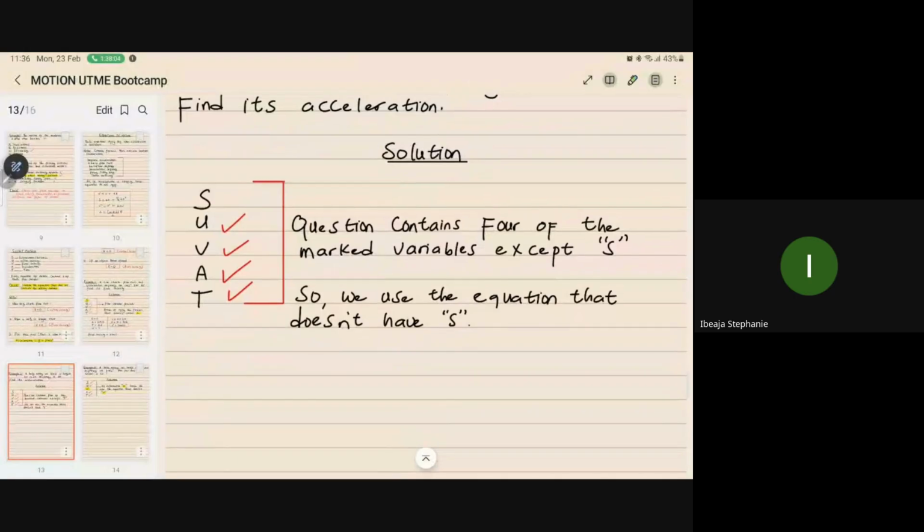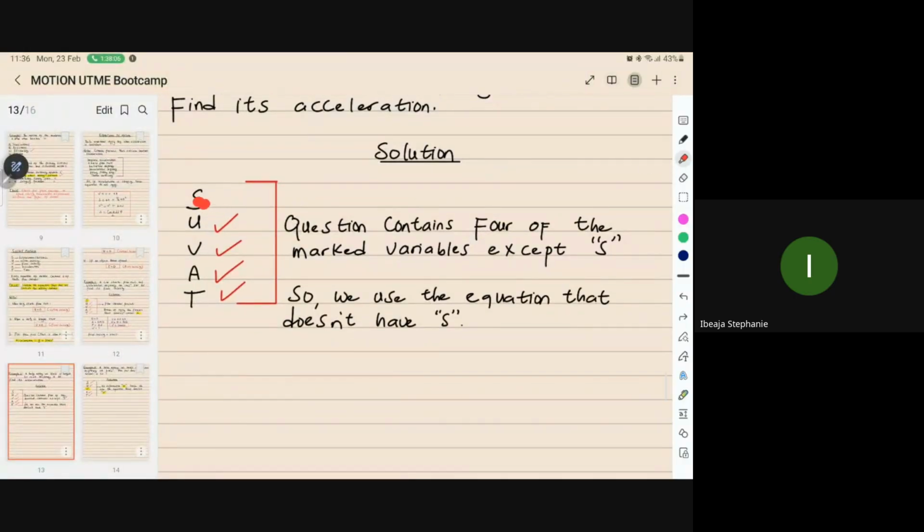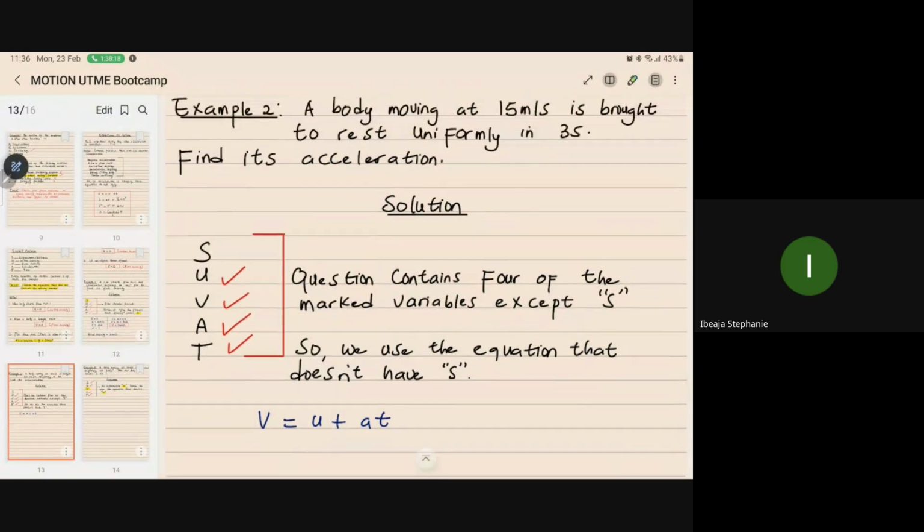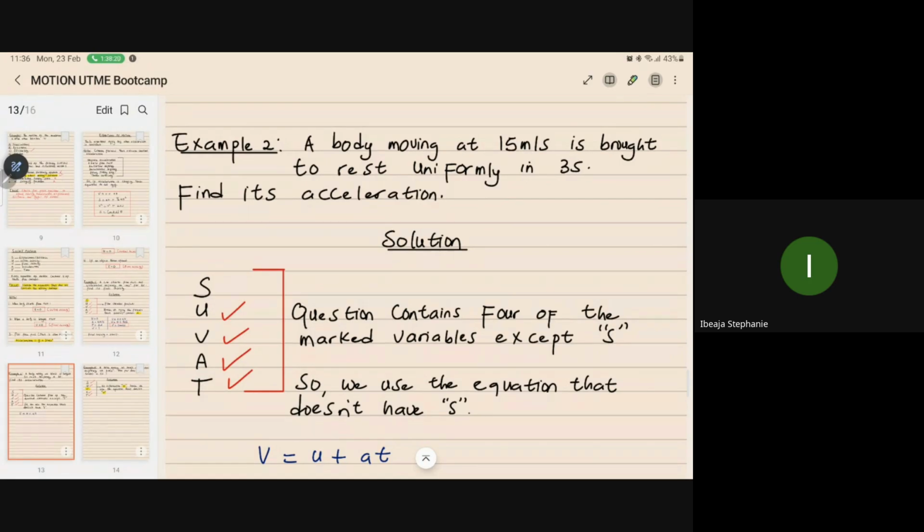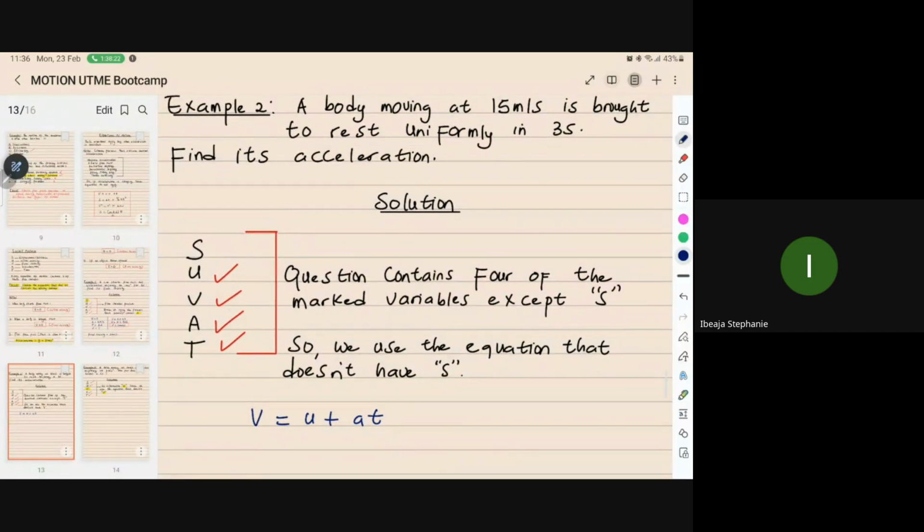All right. So now remember the cheat here. S was not given. So which equation does not contain S? That one that does not contain S is V equals U plus AT. So all of them are revolving around V equals U plus AT. Let me write down the variables they gave us first.